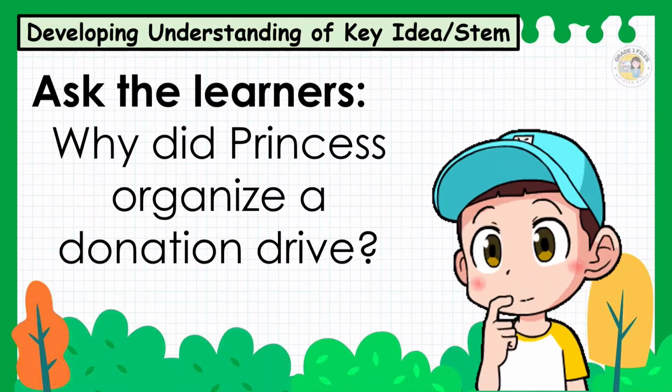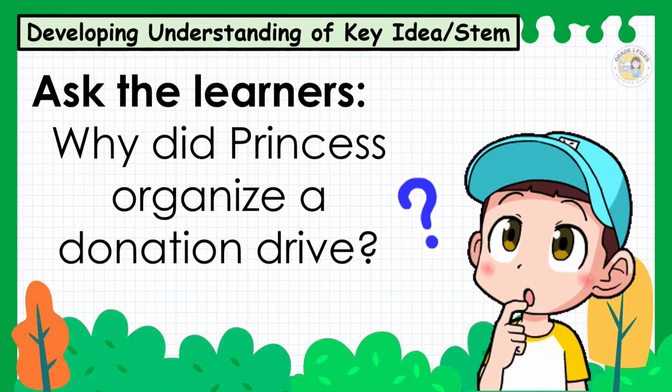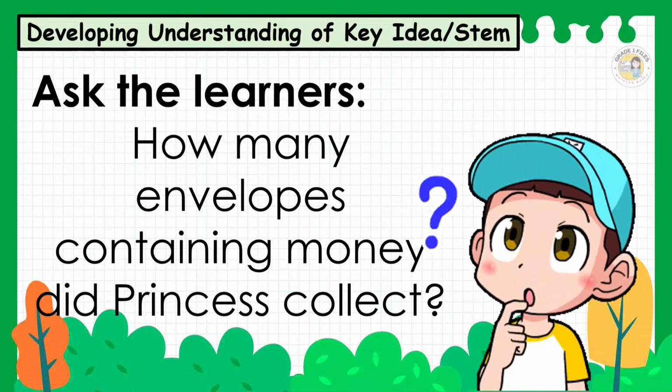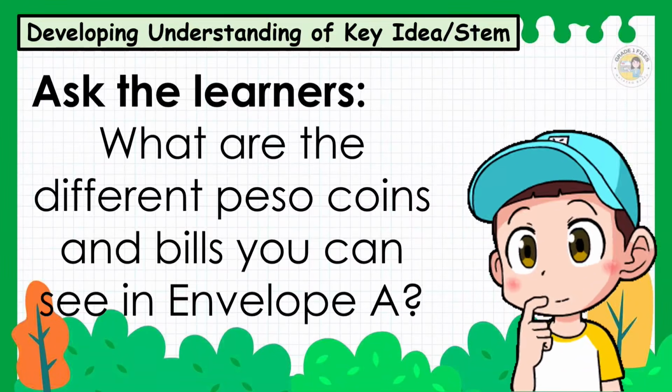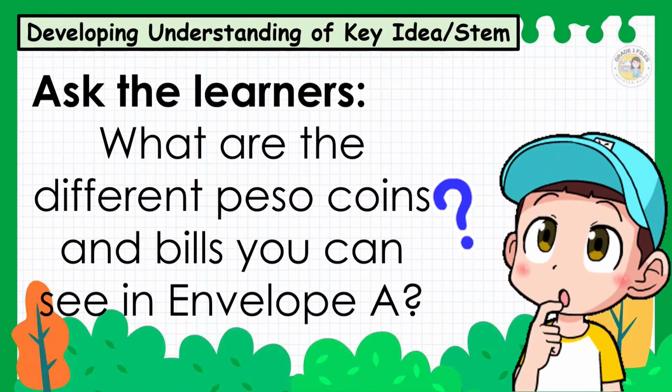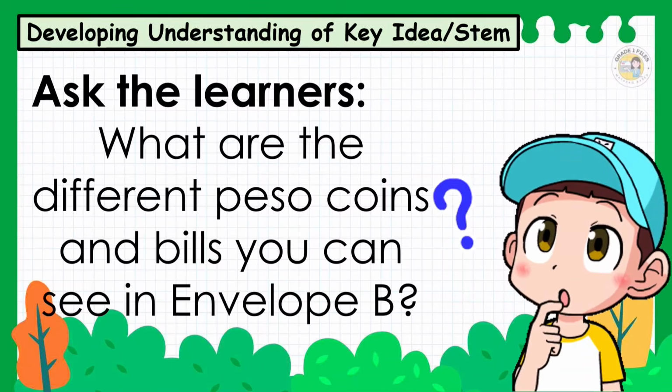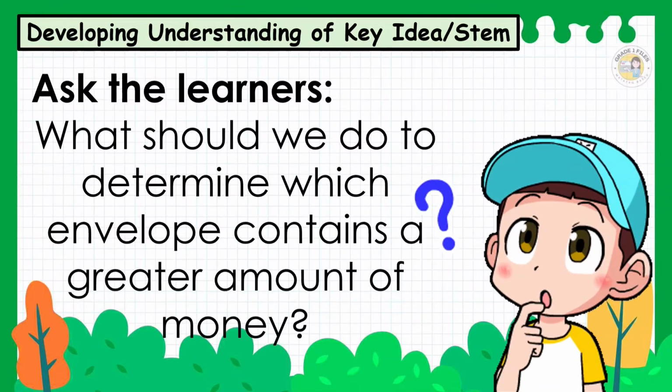Why did Princess organize a donation drive? How many envelopes containing money did Princess collect? What are the different peso coins and bills you can see in envelope A? What are the different peso coins and bills you can see in envelope B? What should we do to determine which envelope contains a greater amount of money?